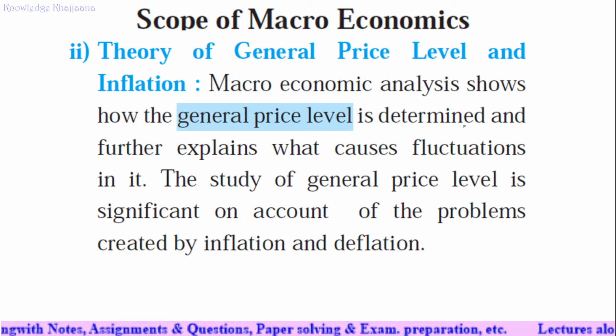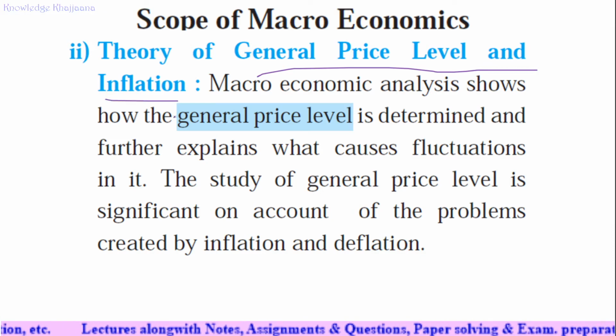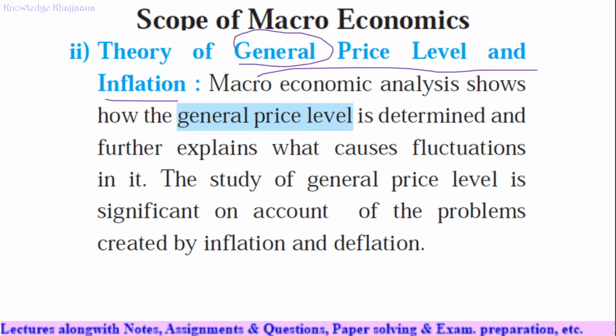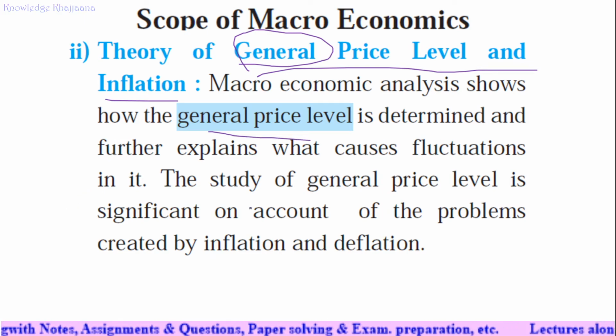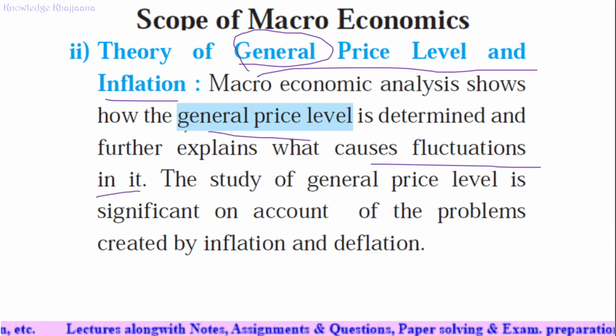The second theory, that is the scope of macroeconomics, is the theory of general price level and inflation. See, in microeconomics we learn the price level of an individual unit, but here we are learning the general, total price level. Macroeconomics analysis shows how the general price level is determined and further explains what causes fluctuations in it, why the general price level is fluctuating.